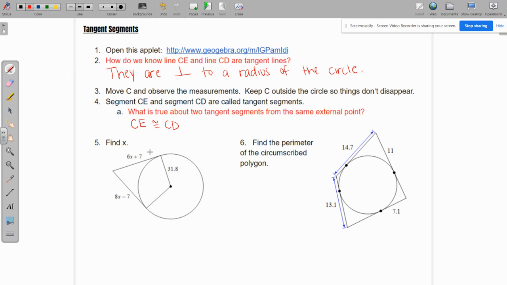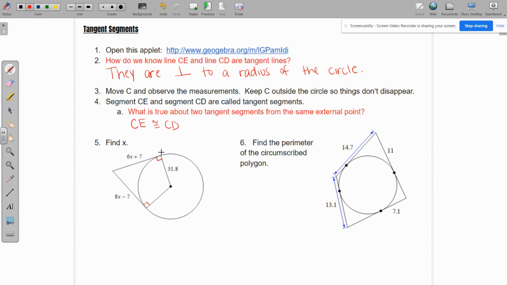And again, this is going to be true about any two tangent segments that stem from the same external point to a circle. They're going to be congruent to each other. So we can use that to find missing information. So we have a circle here. And we have this tangent, again, just like earlier in this lesson, anything that appears to be tangent, we are going to say is tangent. So this would be a 90-degree angle, and this would be a 90-degree angle.